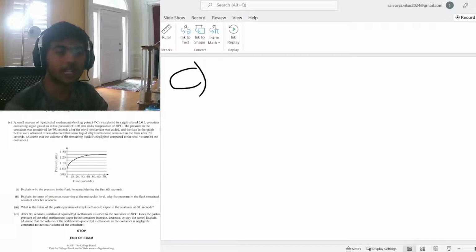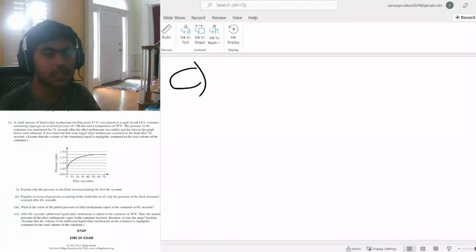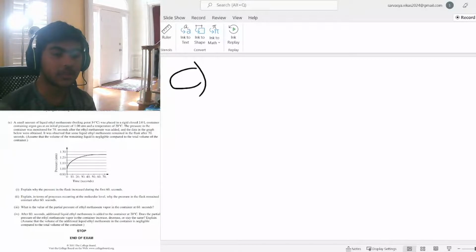The volume of the remaining liquid is negligible compared to the total volume of the container. And we're asked to explain why the pressure in the flask increased during the first 60 seconds. Well, what happened during the first 60 seconds? Well, let's see. When we're adding liquid ethyl methanoate, which is not going to be contributing to the pressure at all. And at the end, we're saying that we have a negligible amount of liquid ethyl methanoate, which means that it's all being converted to its gaseous form.